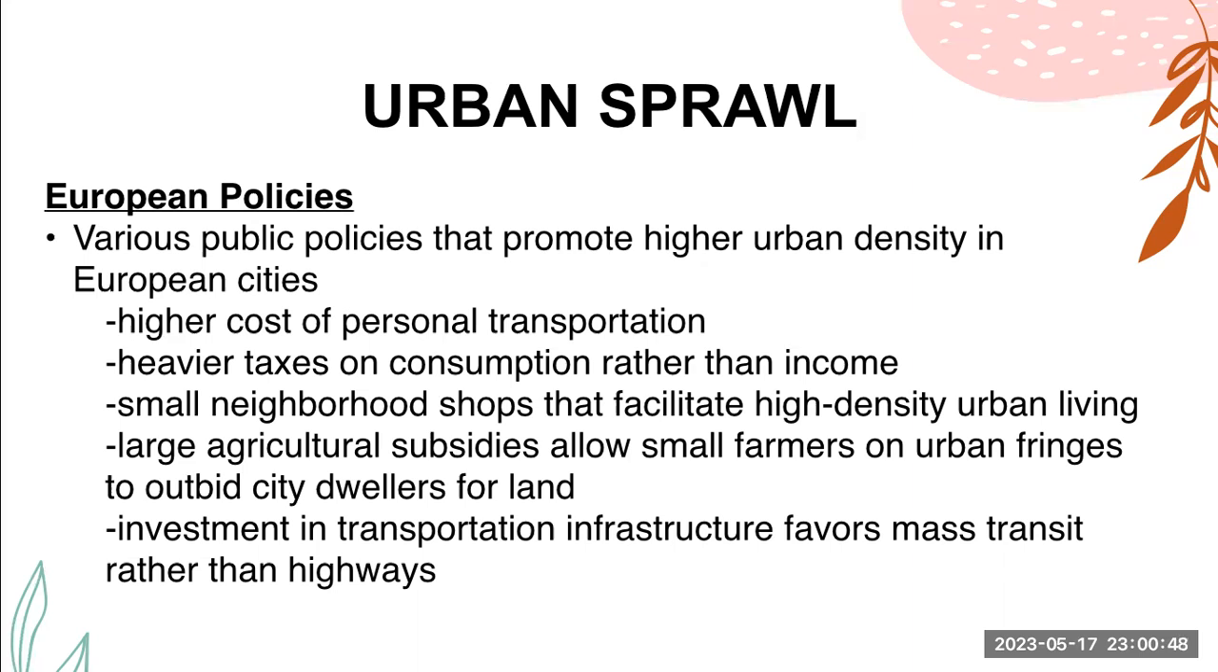So the next one is large agricultural subsidies that allow small farmers on urban fringes to outbid city dwellers for land. The subsidy per hectare was $791 in the European Union in 1995 compared to only $79 in the US.